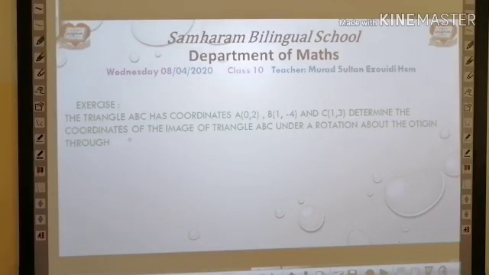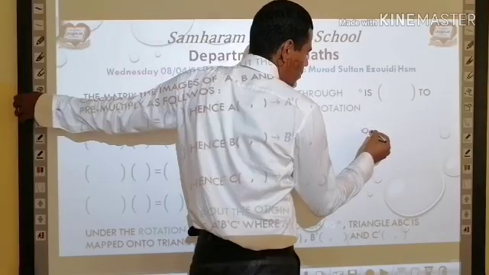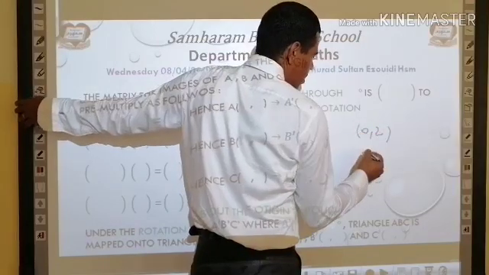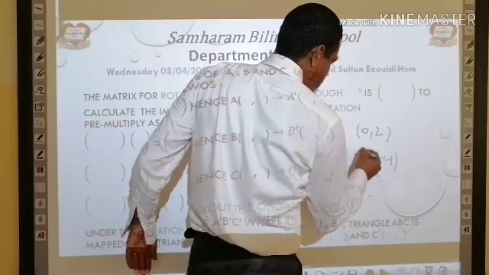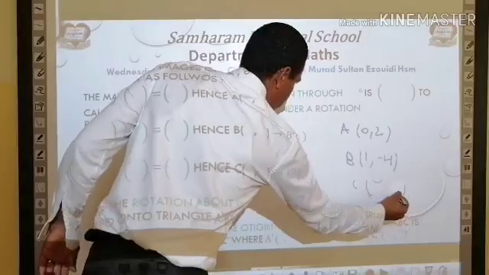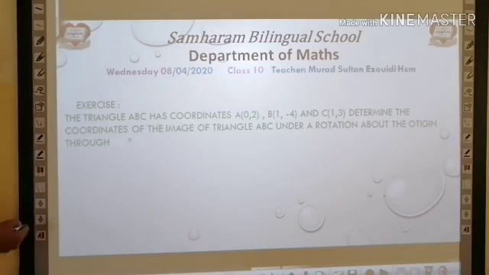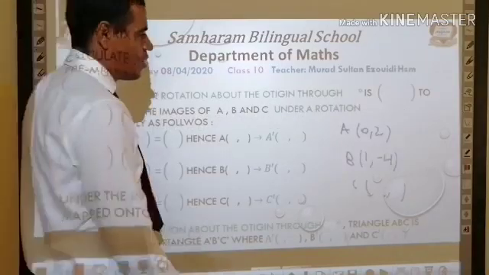So here we have an exercise. A of coordinates 0, 2, B of coordinates 1, negative 4, and C of coordinates 1, 3. Okay, so 0, 2 is A, 1, negative 4 is B, and C is what? The coordinates of the point C are 1, 3.